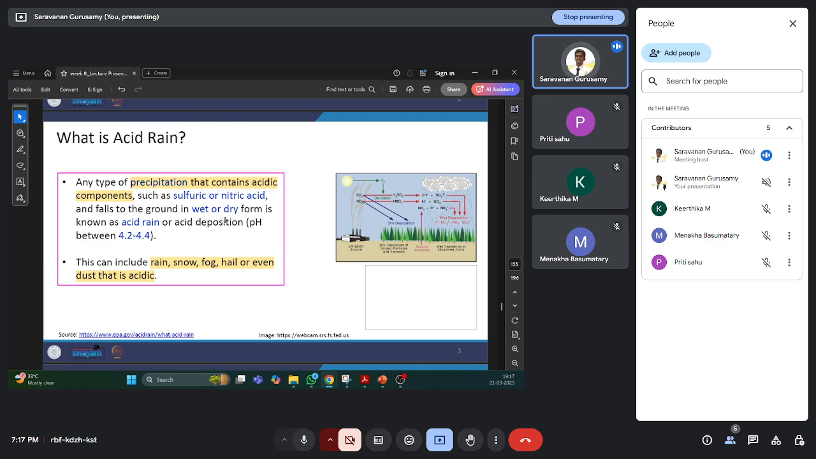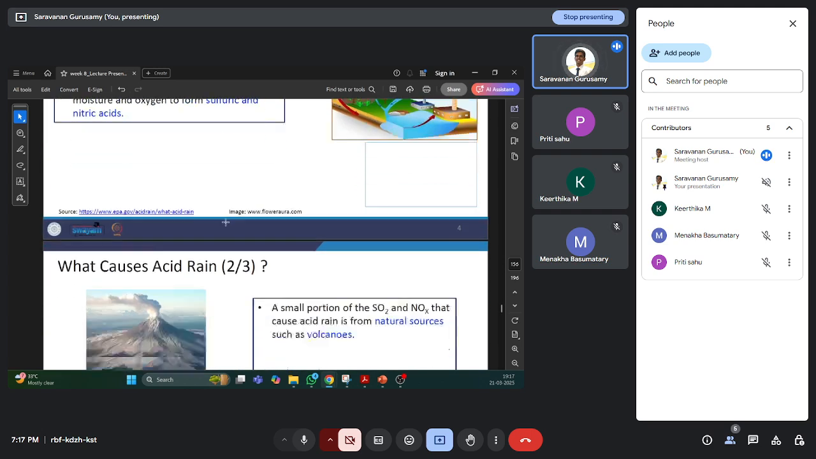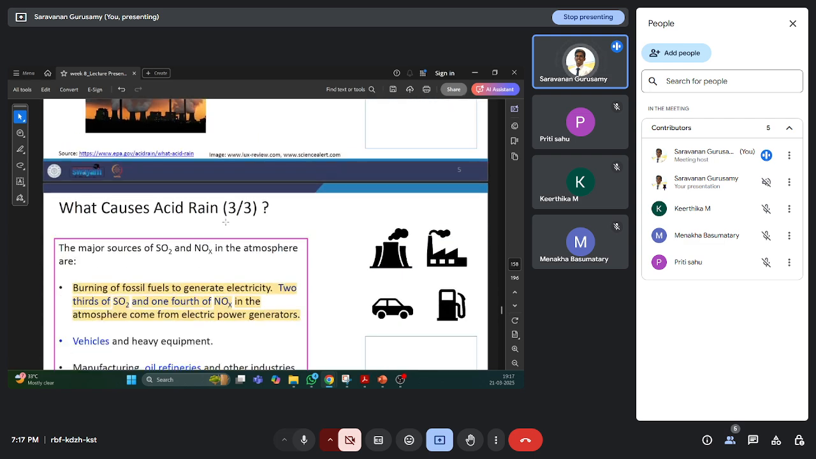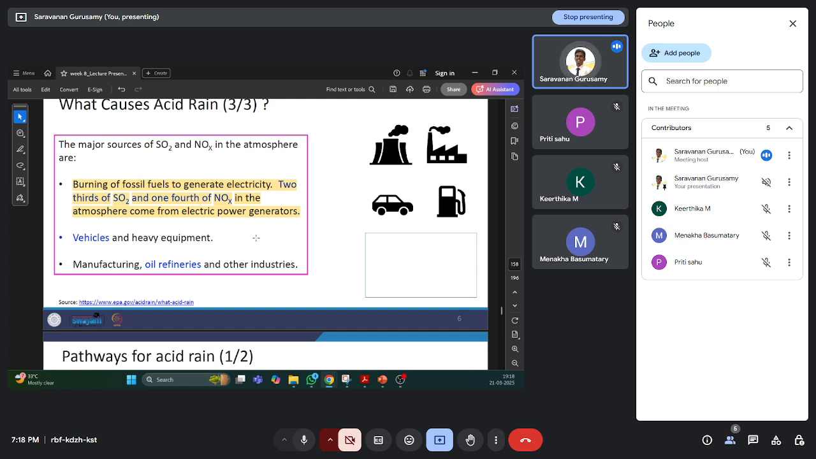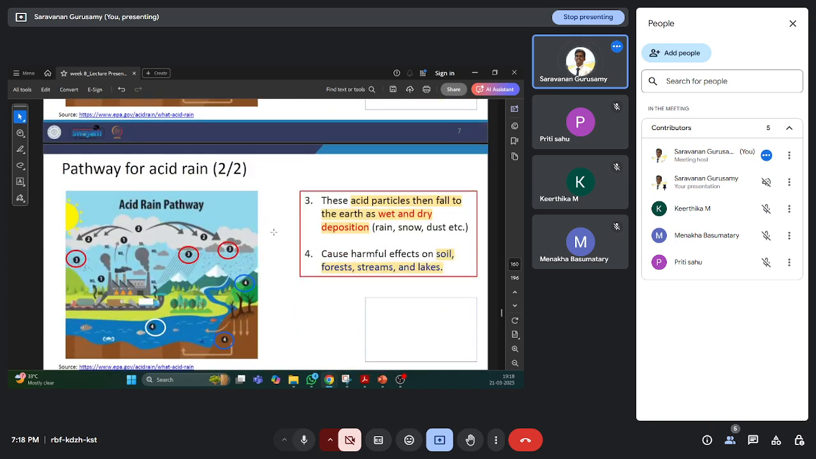That may be due to dry deposition or wet deposition. So sulfur dioxide and nitrogen dioxide are the major reason. Some may be due to volcanic eruptions and burning of fossil fuels. These are the two sources for SO2 and NO2, and industrial activities, vehicles, heavy equipment, oil manufacturers. So there are two pathways as I mentioned. One is dry deposition, one is wet deposition. Emission of SO2 and NOx will be released, transported over long distances, deposited as wet and dry, and causes harmful effects on the soil, forest, streams and lakes.